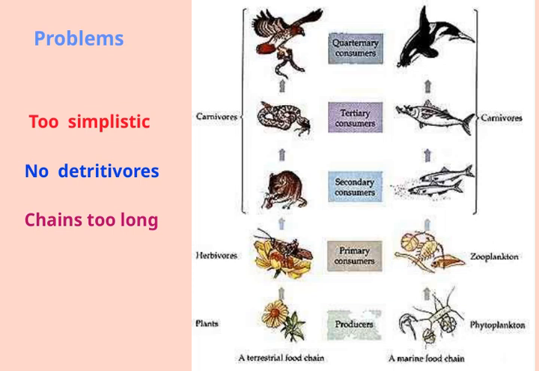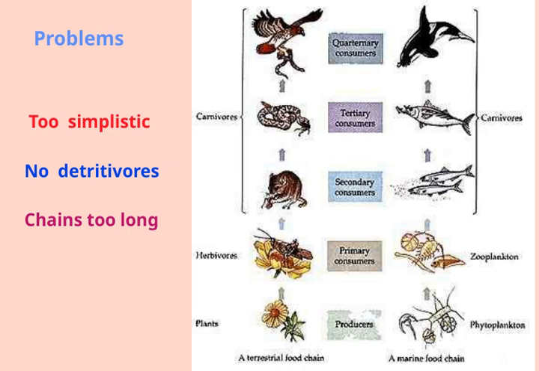So, when we look at these common problems, the first one is that the models are often too simplistic. They tend to oversimplify complex ecological interactions, which can lead to inaccurate or incomplete predictions. It's important to recognize that ecosystems are intricate, and capturing that complexity is crucial for meaningful analysis.